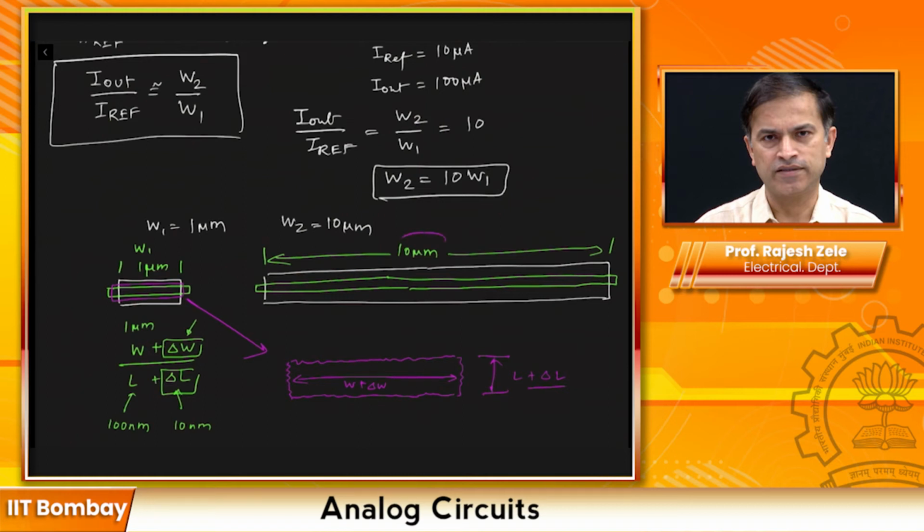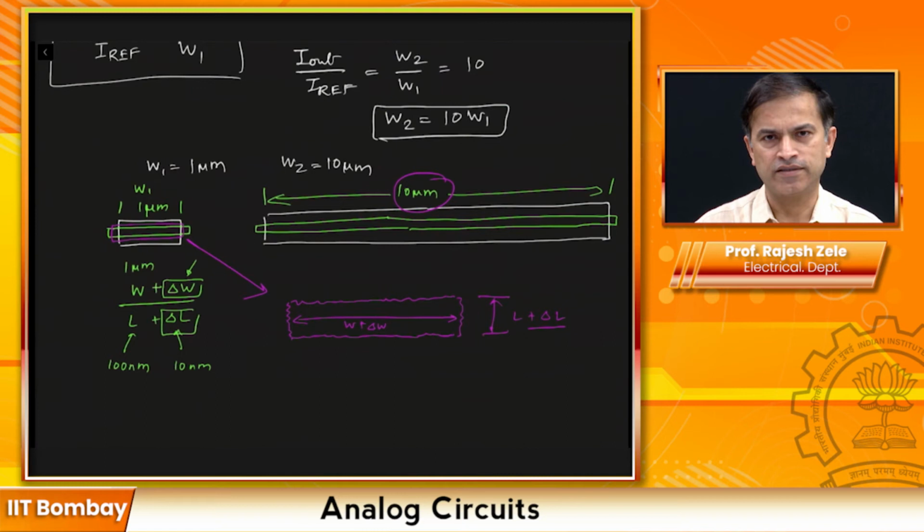So when you do the 10 micron device, effectively what you'll get is again 10 W plus delta W divided by L plus delta L. Now you can quickly see that if you take a ratio of these two, it may not be exactly 10, because on one side you have delta W coming into W, and on this side you have delta W coming in with 10 W, because this delta W will only change wherever it occurs. In this particular case, these are the two locations, edges, where you will see some delta W, and the same thing will be true over here. So these two transistors will not match in reality on a chip.